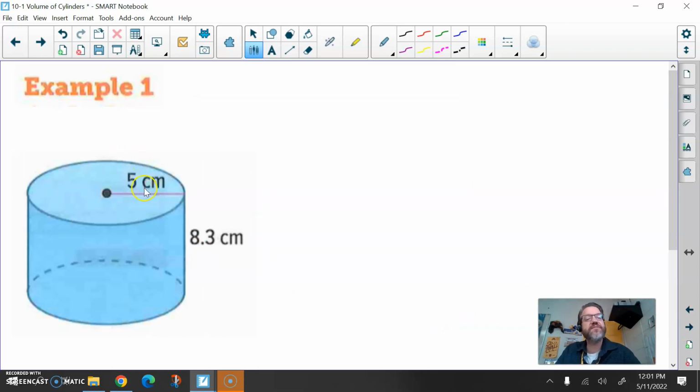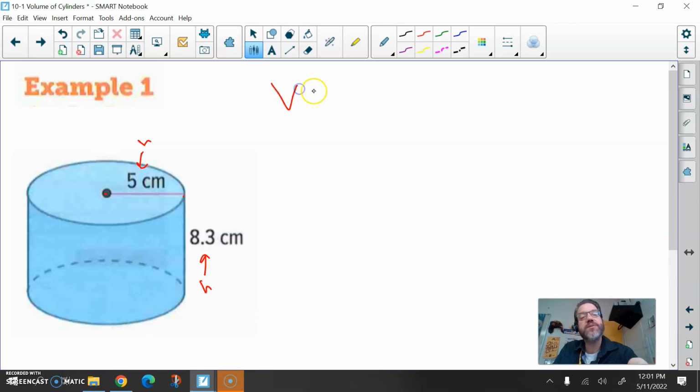I see I have a 5 centimeter measurement here. This is your radius. How do I know? Because it's going from the center of the circle to the outside of the circle. If it were going all the way across, that would be the diameter. Okay, this is your radius. And this right here is your height of your cylinder. It's the distance between those bases.